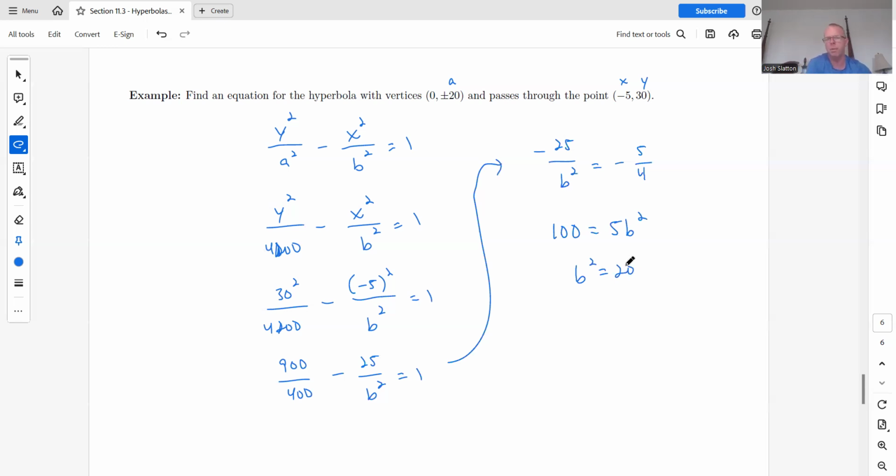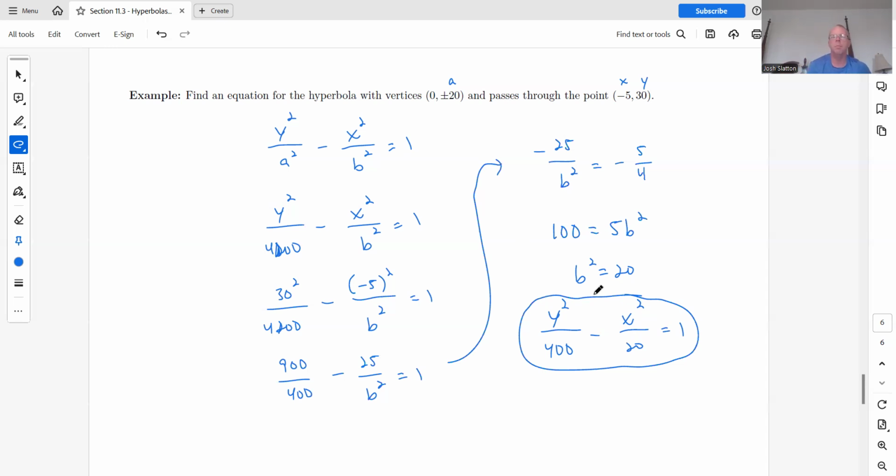Again, we don't really need to know what b is. We're just looking for b squared to plug in to the equation there. So we have y squared over 400 minus x squared over 20 equals 1. And that is our equation.